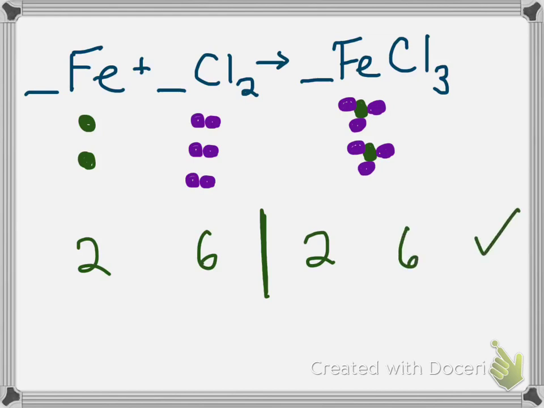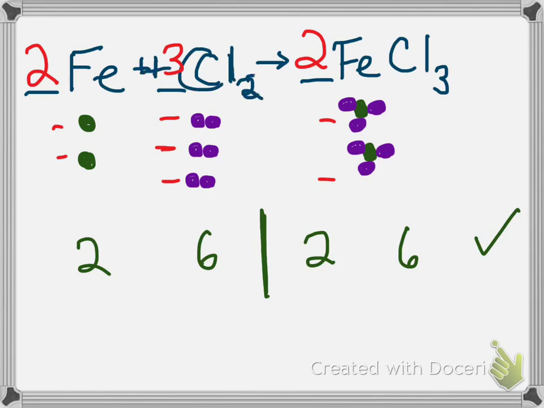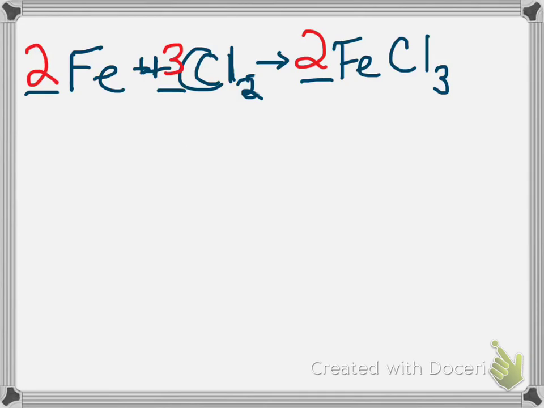So now what I need to do is input my coefficients. So I have 2 Fe's and 1, 2, 3 Cl2s. Notice because of that 3, that implies that I have really 6 chlorine atoms, even though I just have 3 chlorine molecules. And then I have 1, 2 FeCl3. Even without these pictures, I'm going to show you one more way to do this.